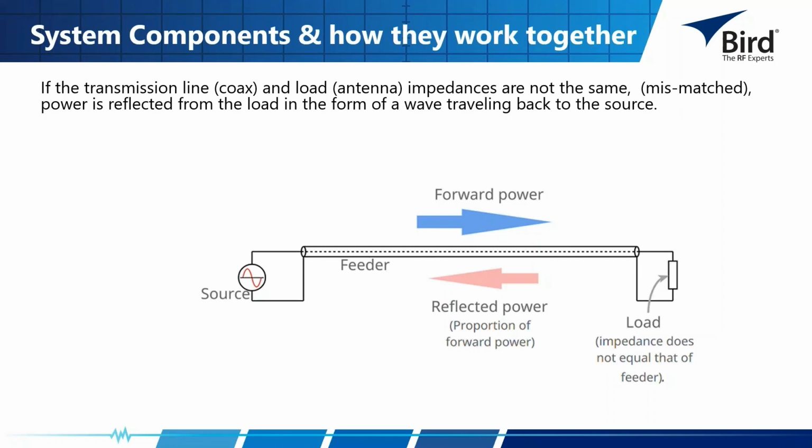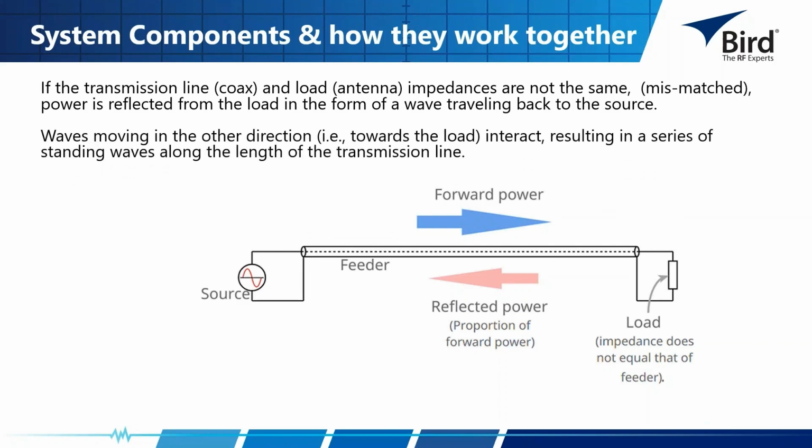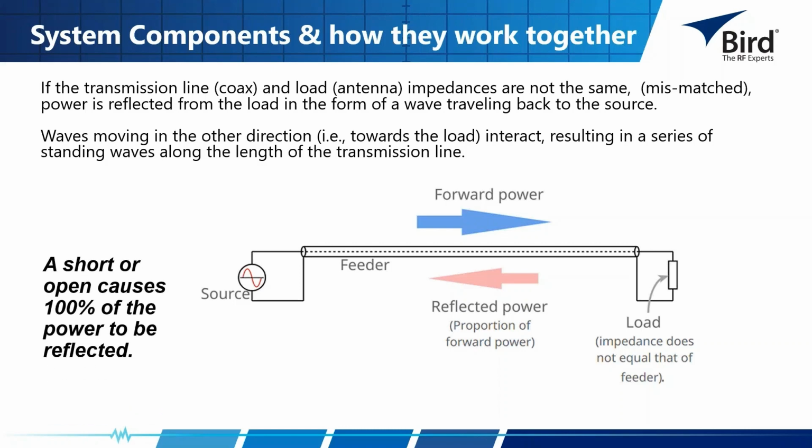If the transmission line and the load impedances are not the same, meaning they are mismatched, power is reflected from the load in the form of a wave traveling back to the source. Waves moving in the other direction towards the load interact, resulting in a series of standing waves along the length of the transmission line. A short or open will cause 100% of the power to be reflected. And we measure this in VSWR or return loss in dB.